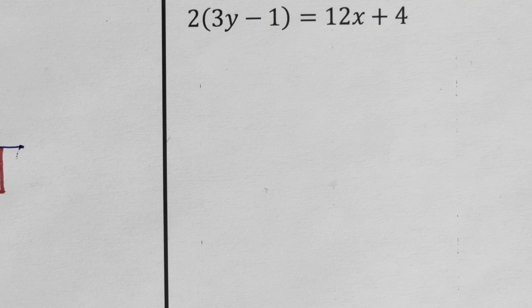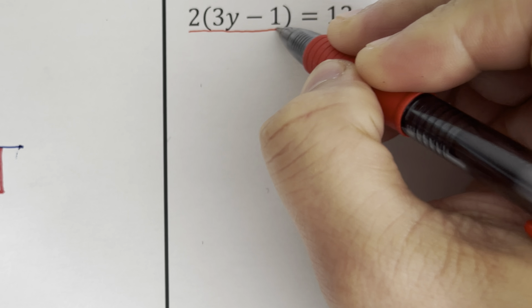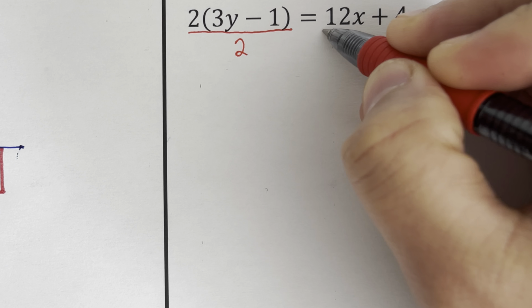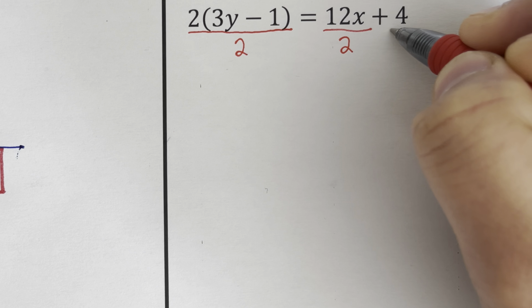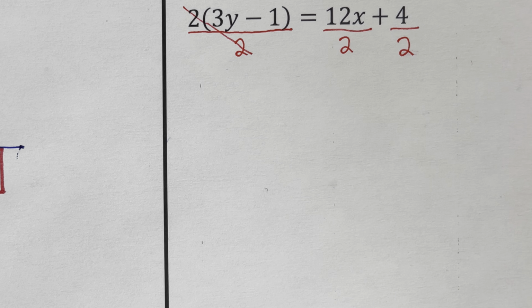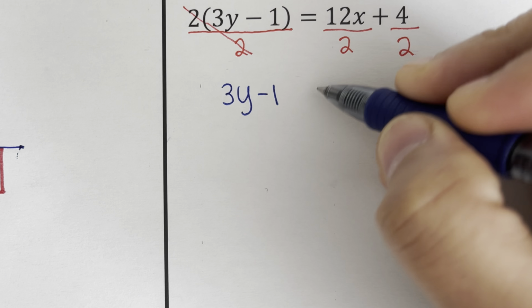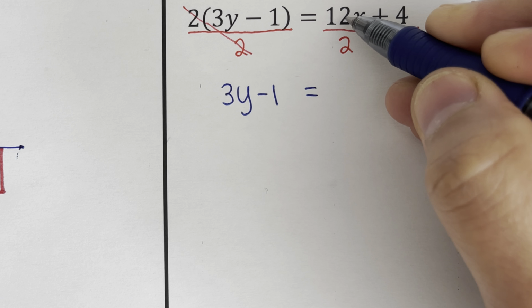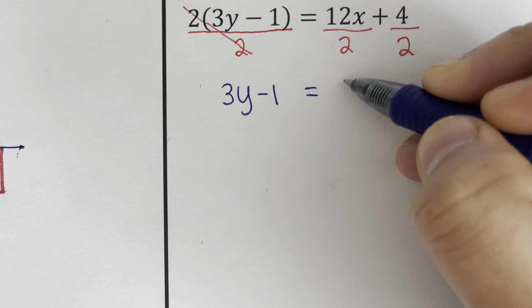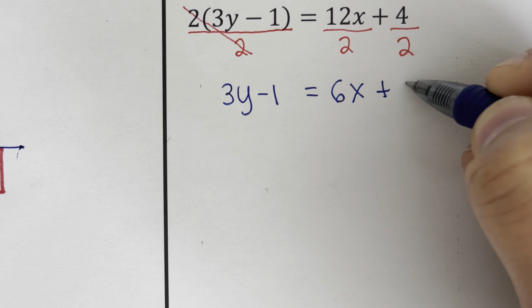Okay, so we go over the problem here. Again, we can divide both sides by 2 here. Others would use the distributive property, but here I will just divide 2 from both sides. So the 2 and the 2 get crossed out. Then we are left with 3y minus 1 on the left side, and that is equal to 12x divided by 2 is 6x, and then 4 divided by 2 is 2.